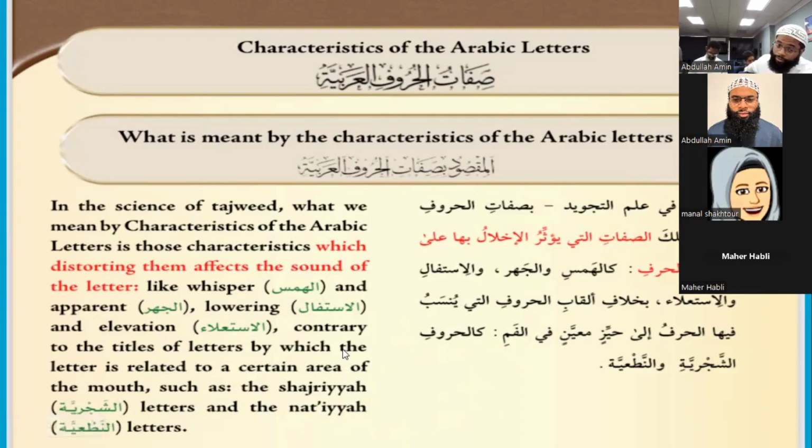Contrary to the titles of the letters, where the letter is related to a certain area of the mouth, such as the shajariya letters. What are the shajariya letters? The tree letters. Al-jim wa shin wal ya, because they're in the area of shajar al-lisan. And the nata'iyya letters, the ta, ta, and ta, because they're at the place of the nata' al-lisan. So that's the meaning of the characteristics. When I ask you what are the characteristics, these are the characteristics that distorting them changes the sound of the letter. These are titles of letters.